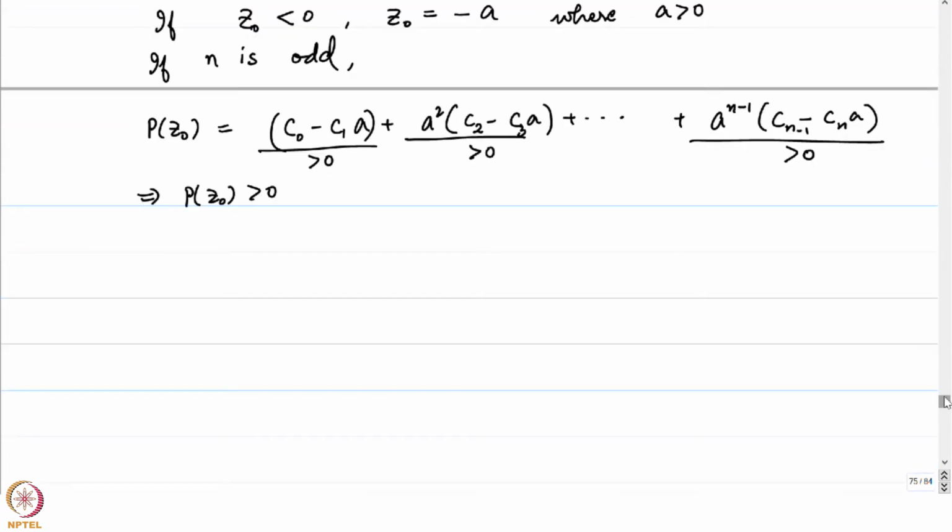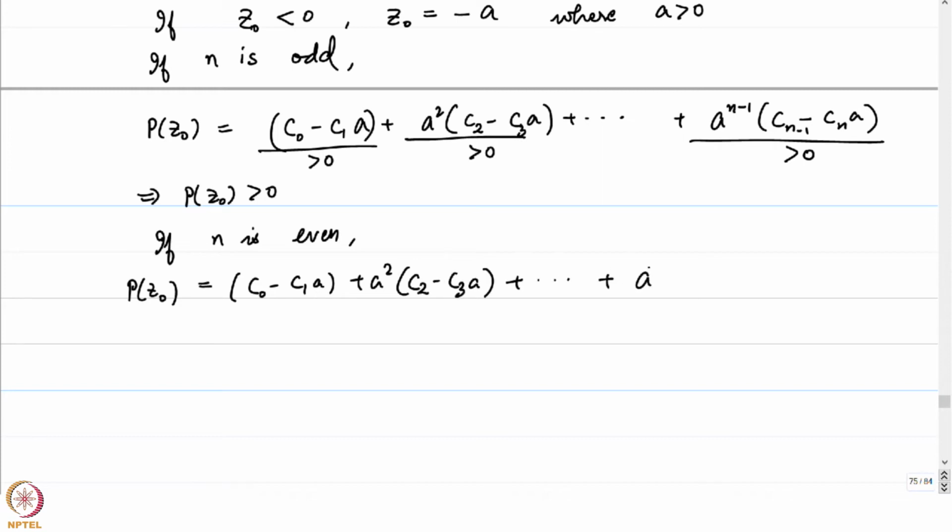And what happens if n is even? If n is even, then for P of Z0, again we will do the same clubbing. It will be C0 minus C1A plus A square times (C2 minus C3A) plus A to the power n minus 2 into (Cn minus 2 minus Cn minus 1 times A). And there will be finally one extra term, which is the last term, A to the power n times Cn. It's technically minus A to the power n times Cn, but I'm taking care of the minus A's powers in this manner. You should check that this has been taken care of in a correct manner.